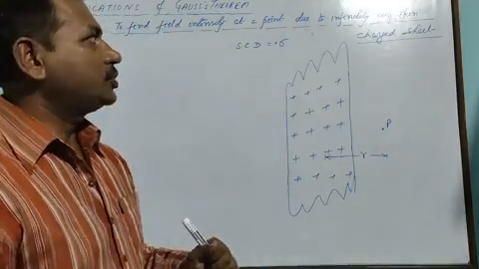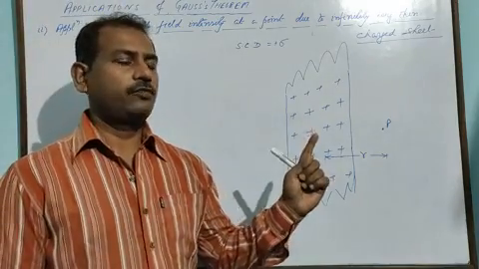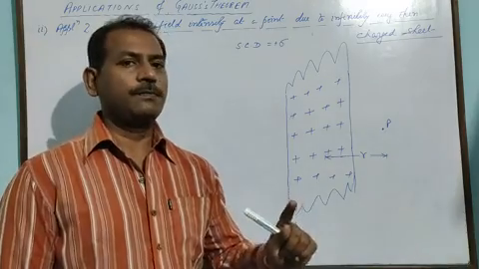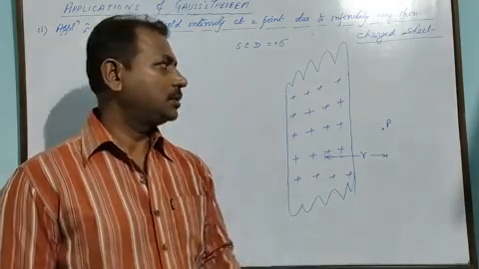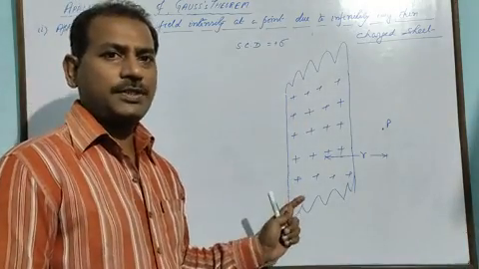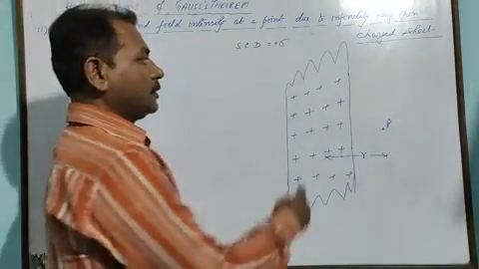This is the application 2 of Gauss theorem. In this case, we have to find out the field intensity at a point due to spread charge. This is an infinitely long thin charge sheet. See, this is the symbol of an infinitely long thin charge sheet.